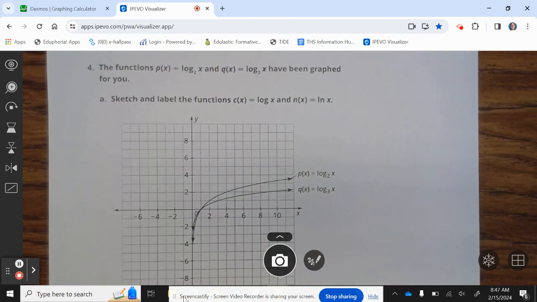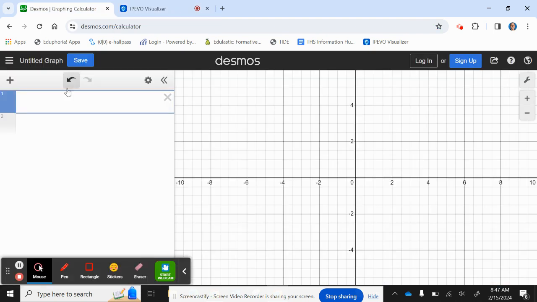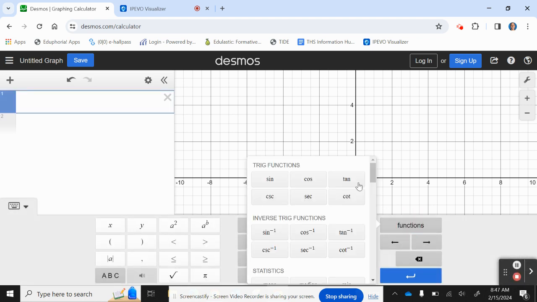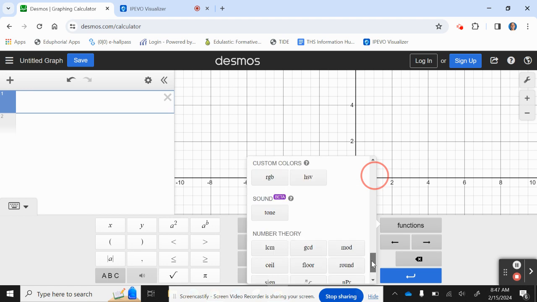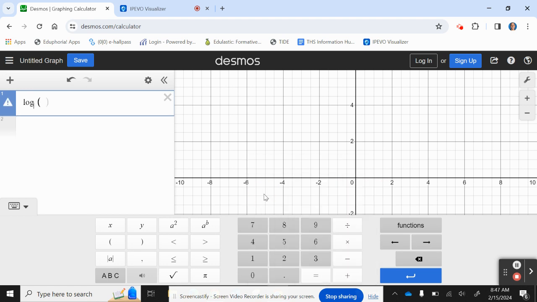4. The function p of x equals log base 2 of x and q of x equals log base 3 of x have been graphed for you. Okay, let's go ahead and graph those in Desmos first. Now to get log, we're going to need to go here, functions, and I think you have to scroll almost all the way down to the bottom, and then probably scroll back up. There you go, log base 2 of x is here, and let's go ahead and graph that in red.